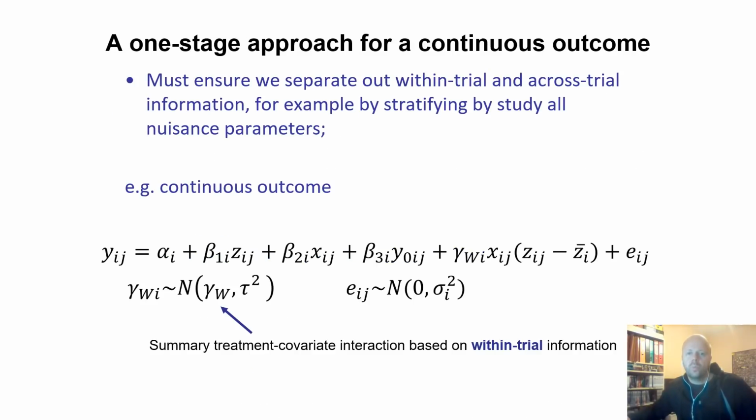The alternative is a one-stage approach where we fit, for example, a mixed model that accounts for the clustering of participants and analyses all the IPD from all the studies all in one go. I've got an example on the screen there of a one-stage IPD model that's got an interaction included, gamma W again. The key thing here is that I've stratified all the nuisance parameters, the intercepts, the adjustment terms by trial. And this means that we make sure that our interaction is based only on within trial information, which is important, and I'll come back onto that later.